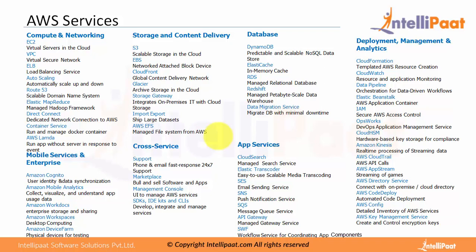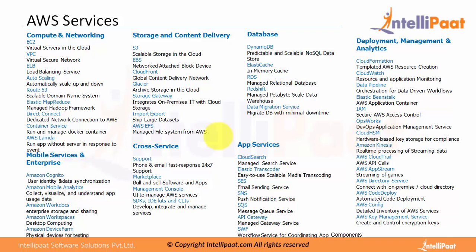Elastic Load Balancer is a load distribution service or load balancing service from Amazon, which would distribute load among multiple EC2 instances. When you have a huge load coming, why don't you distribute among multiple servers to get the real scalability aspect?